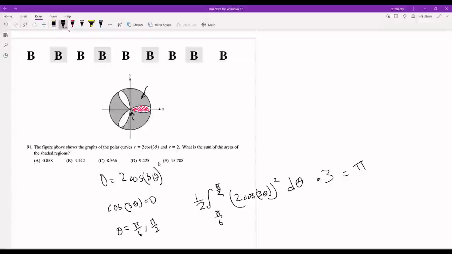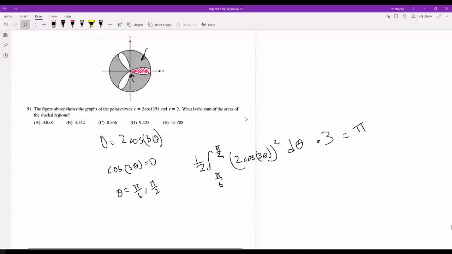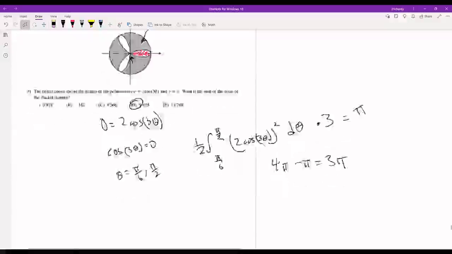So then we want to take the area of the bigger circle and subtract what we have. So the area of the bigger circle is pi r squared, or 4 pi, because pi times 2 squared, and subtracting pi we get 3 pi. And multiplying that out, it is around 9.425, or D.